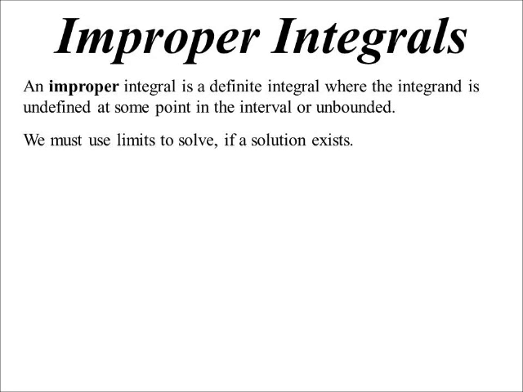So therefore we end up using limits to solve it, if a solution exists. It might not exist. Our hyperbola, if I wanted to find that from 0 to 1, well, hang on, the hyperbola is not defined at 0. So how on earth do we find the area under a curve? Well, there is no top point.